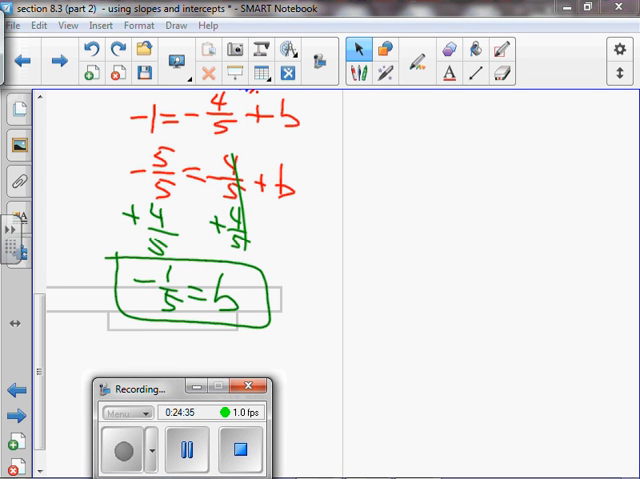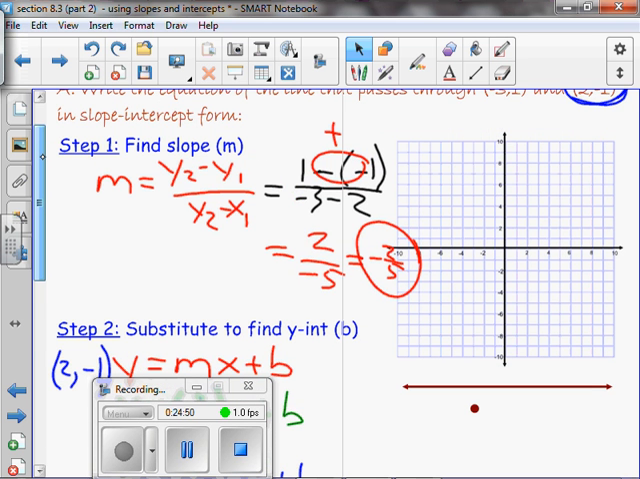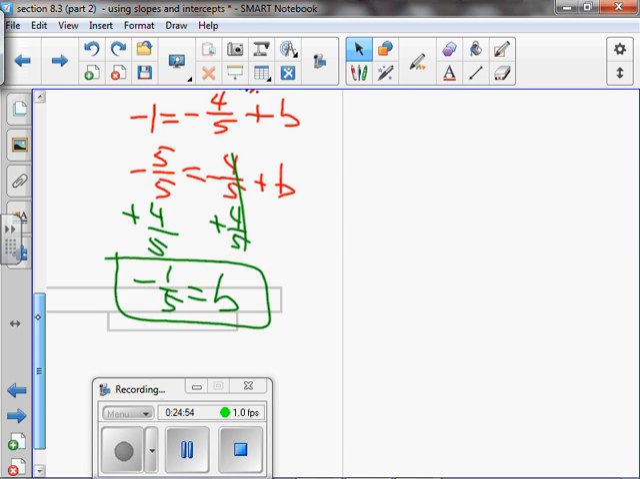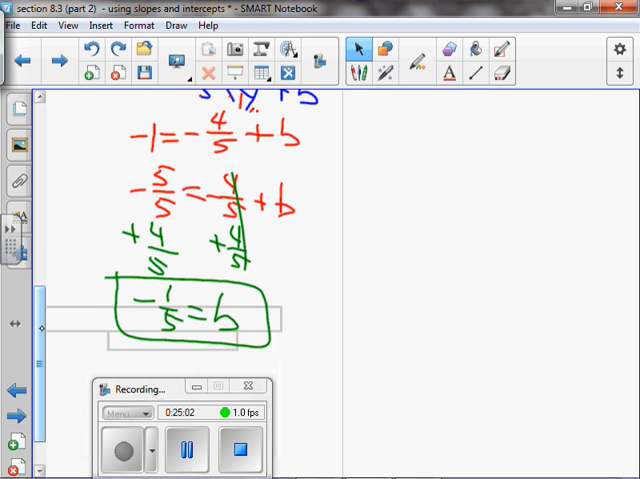Okay, welcome back everybody. I paused the video because third block was over where I was doing the recording, but I'm going to finish this video real quickly. Where we left off, we had found m, our slope. It is negative 2/5. We had found b by plugging m and a point into our equation y equals mx plus b. That gave us b was negative 1/5.